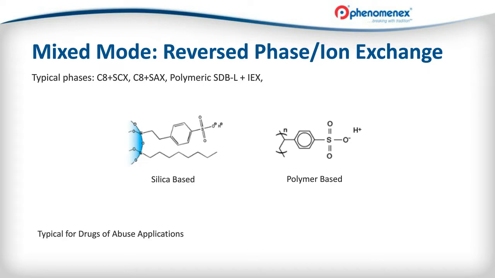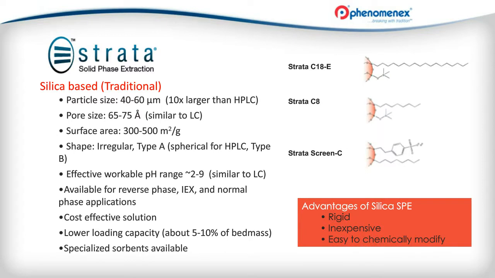To talk about the media itself, I'm going to go through this a little bit quickly. Silica-based phases are the historical, original SPE. They are prone to pH modification, unfortunately, so the effective workable range is around 2 to 9. In general, I think the silica-based SPE phases are staying in the market more because of normal phase applications, and less to do with the performance of the C18 or C8 shown here in particular. They are rigid, inexpensive, and easy to chemically modify. So there are definitely applications for them, but the most popular use for silica-based phases these days is for normal phase applications.